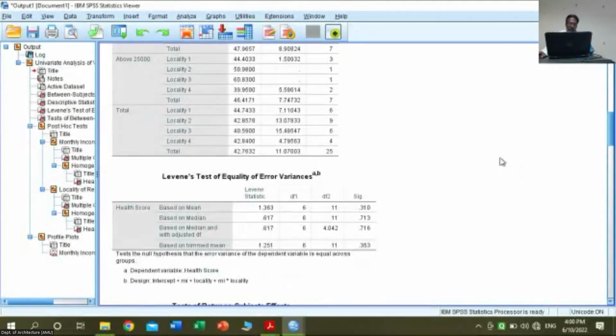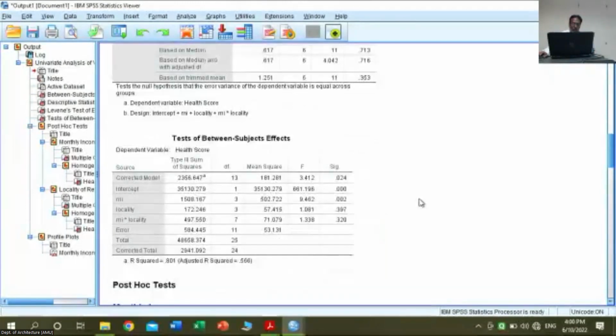And after that, Levene's test for equality of variance is given. If you observe the p value here, 0.310, that means it is greater than 0.05, so H naught will be accepted, that means variances are equal, so the other assumption is also satisfied. Now come on to the third table.